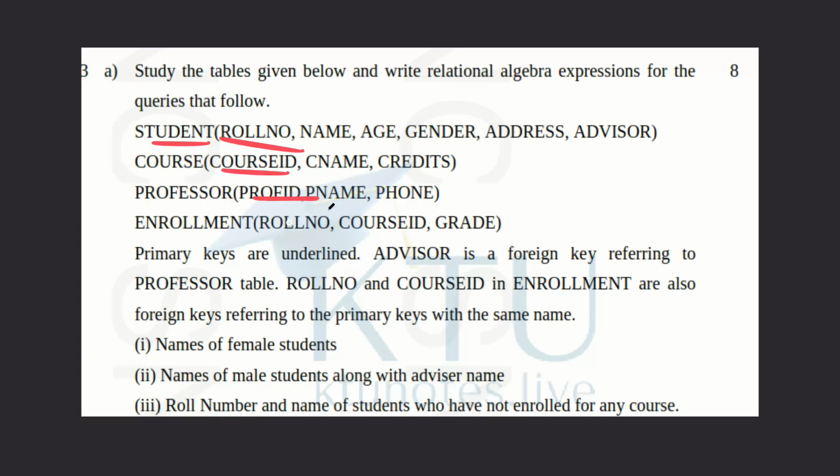And here, advisor is a foreign key referring to the professor table. Roll number and course ID in the enrollment are also foreign keys, referring to the primary keys with the same names, roll number and course ID. This much we have to understand.